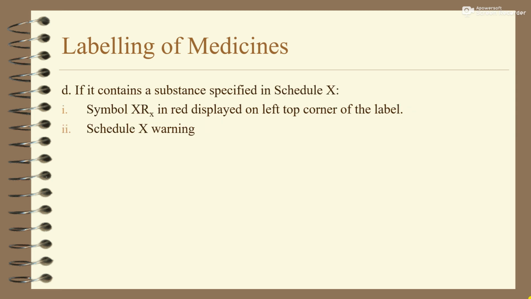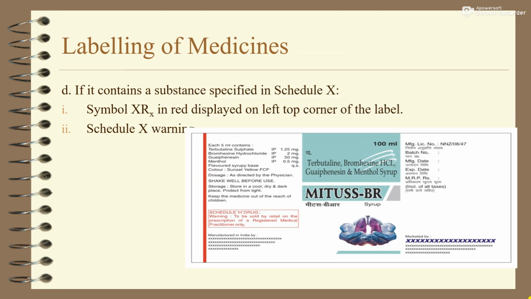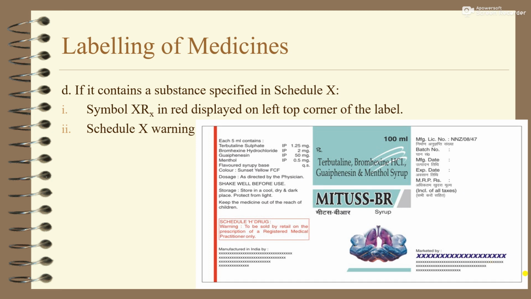Then next, if it contains a substance specified in Schedule X, the symbol XRx in red should be displayed on the left corner of the label, and the Schedule X warning should be given. And here is an example. This is a common example here: Schedule H drug to be sold, given as a red color warning.